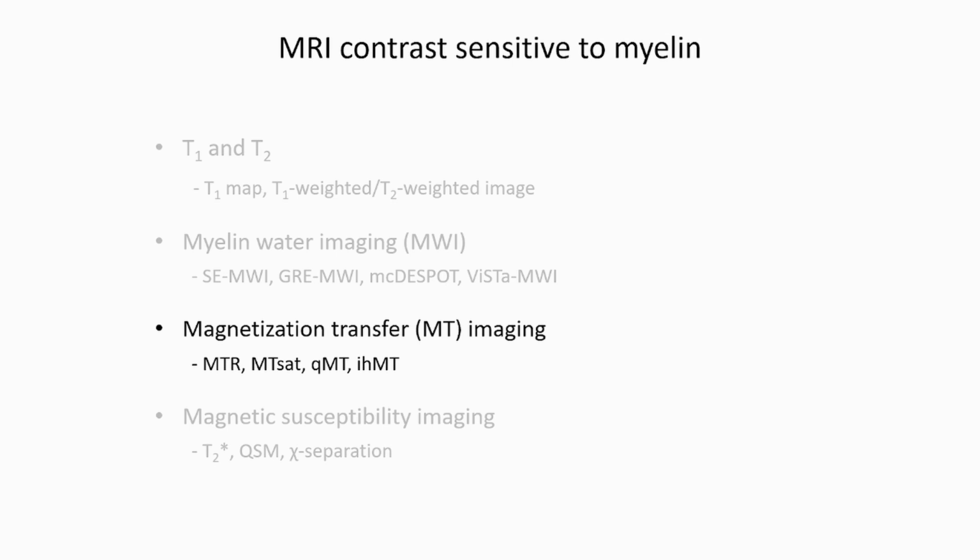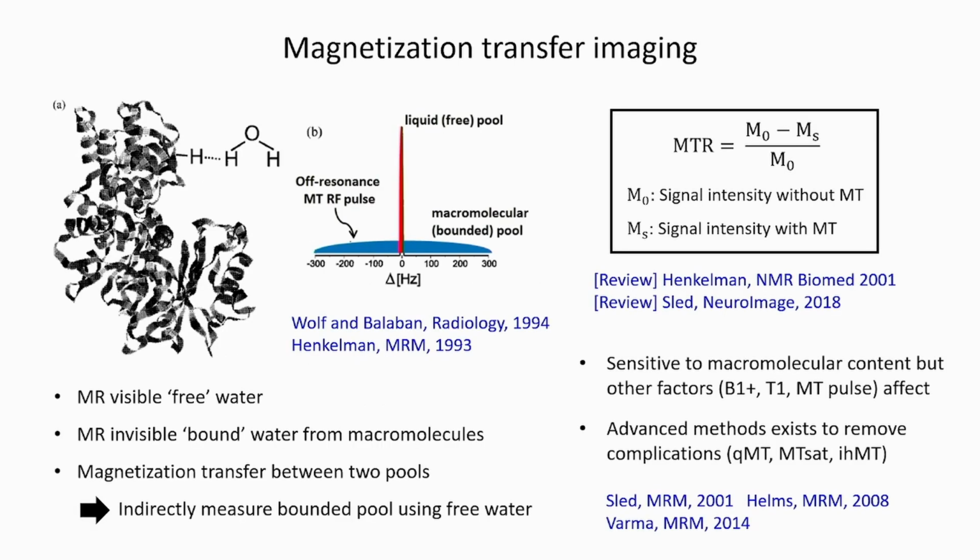Another classical method of doing myelin imaging is using MT, magnetization transfer. This technique also has a very complex physics behind it, so let me try to explain it. In this particular imaging, again, there are two different water pools that are different from the previous myelin water imaging. The first water pool is MR visible free water, and the second water pool is MR invisible bound water from macromolecules. These are the hydrogen atoms that are tightly bonded by the macromolecule. Here, you can think of the macromolecule as myelin.